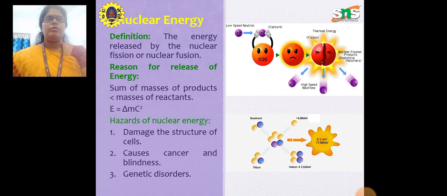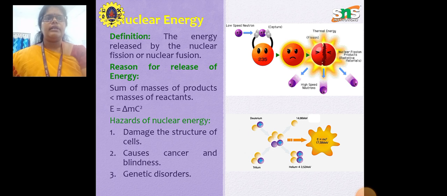So we were seeing about various energy resources. Now we are going to see about the nuclear reactor. To see about the nuclear reactor, we'll see what is nuclear energy. The energy that is released by nuclear fission or nuclear fusion is called nuclear energy. What's the reason for the release of energy? The sum of the masses of the products is lesser than the mass of the reactants. E is equal to delta m c squared.